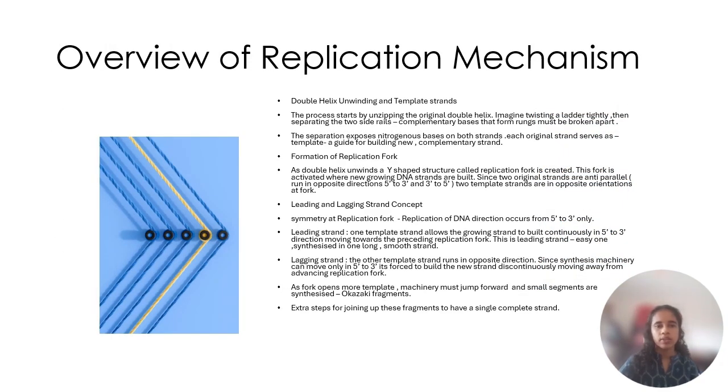So now, coming to an important aspect, we'll be discussing an overview of the replication mechanism. One of the things is the double helix, which has to be first unwound, and it has to expose the template strand. So that process starts: you have to unzip the original double helix.